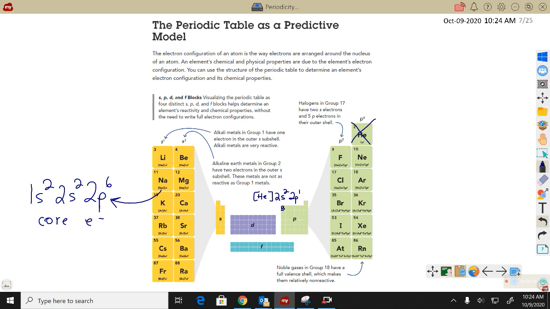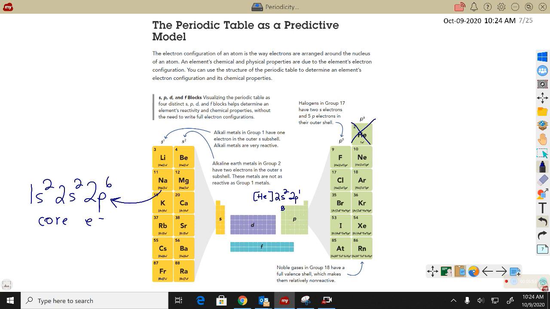Valence electrons are all the electrons in the outermost energy level. So I have a total of 3. And that would be the same for everybody in that group. We don't have a fancy name for them. We just kind of call it the boron family.